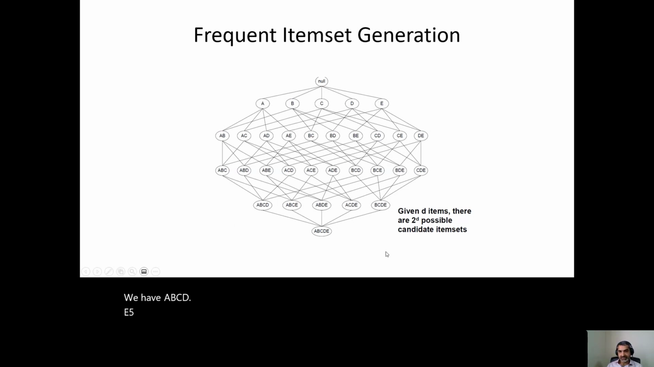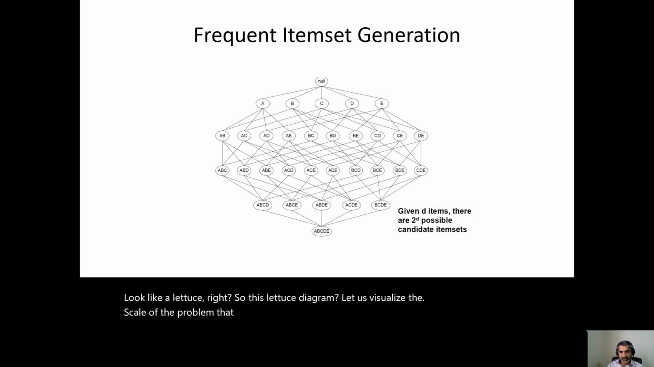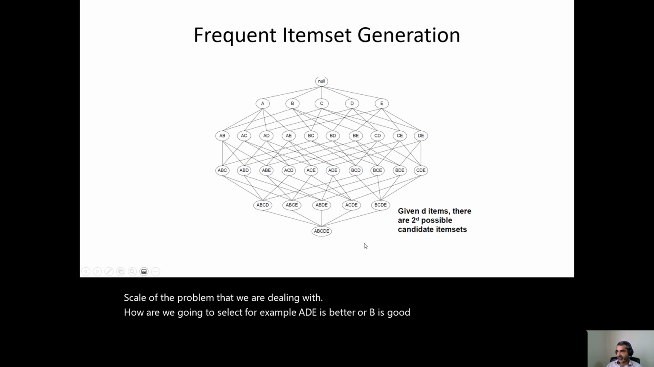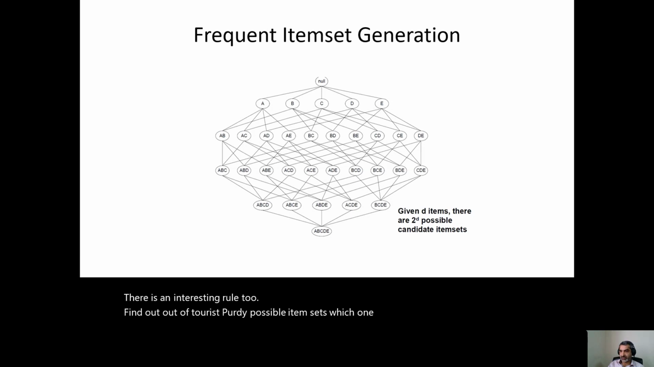All possible combinations of these items look like a lattice, right? This lattice diagram lets us visualize the scale of the problem that we are dealing with. How are we going to select, for example, whether A, D, E is better, or B is good, or A, B, C, D, E? There is an interesting rule to find out of 2 raised to power d possible item sets, which one is interesting and which one is not.